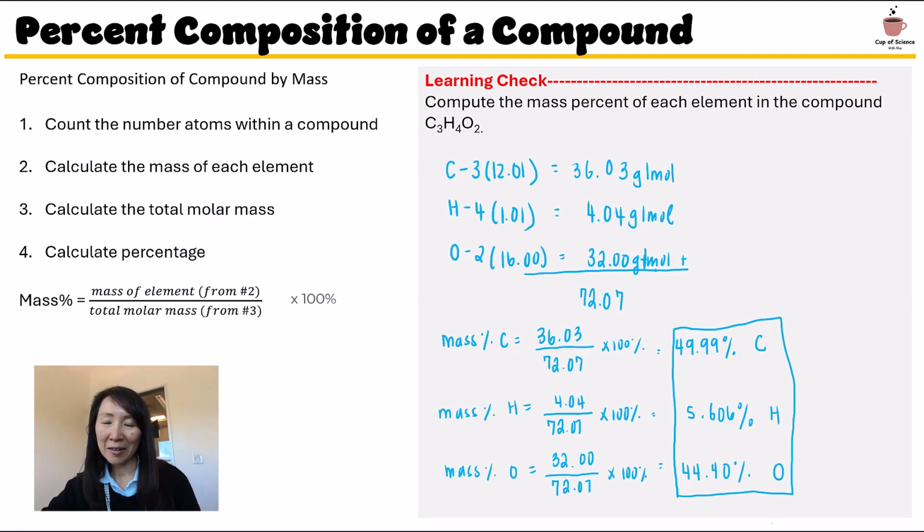And here is the key. A little trick I like to show you. If you were to add all of the mass percent over here, it's going to come out very close to 100. It could be 99.999, something like that. But whenever you are unsure or just want to double check if you did your calculation correctly, add all the mass percentages and it should come out very close to 100. If it isn't, then you might want to go back and check your work.